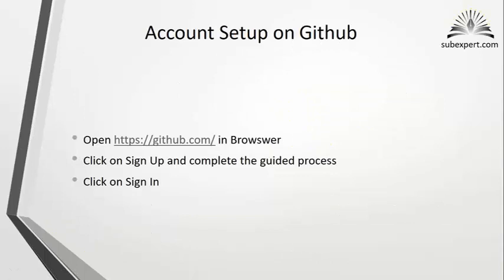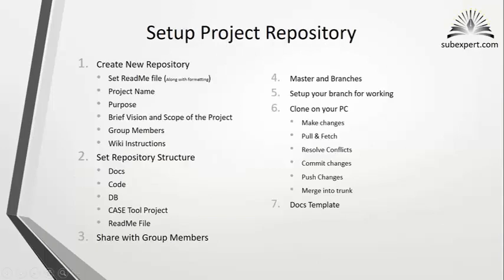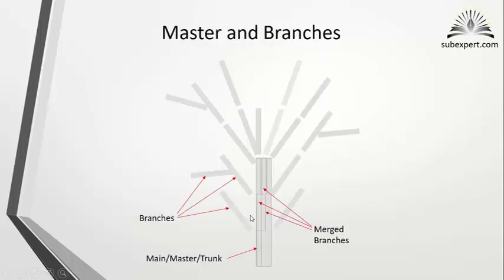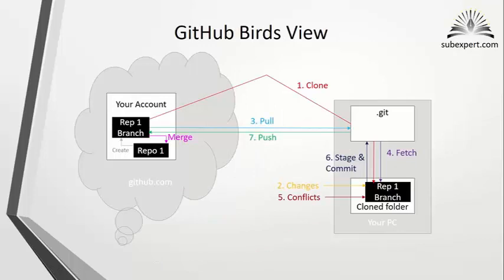First we will demonstrate how to set up an account on github.com. Then we learn about how to create a repository, set up its structure, and then how to share with your group members, and then understanding the flow of github.com, how it works. For example, how the master and branches are working, and then a broad view of how GitHub is overall working.